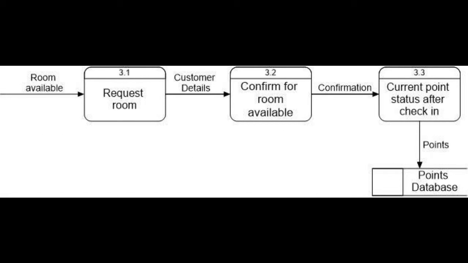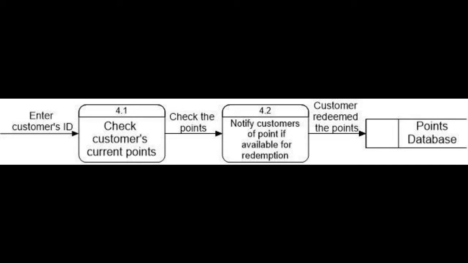For 3.0, the customer will book an available room. When the customer has checked in, their points will be updated in the points database. Lastly, 4.0, the customer will enter their ID to check their current points. Then, the system will notify the customer if they are eligible for redemption of a reward. When the customer has redeemed the points, it will be updated in the points database.